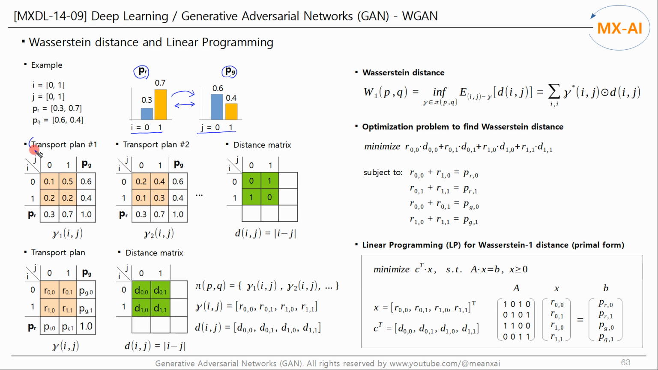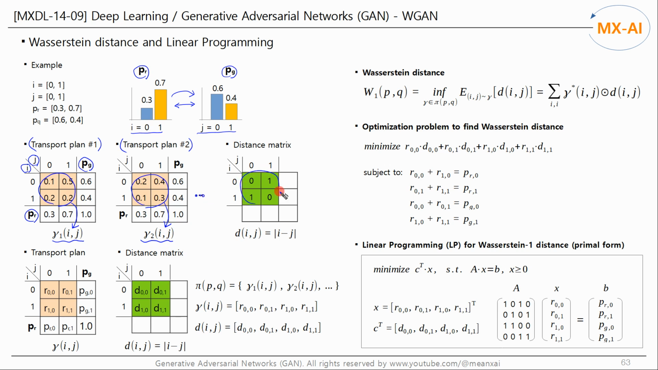The first transport plan can be expressed as a joint distribution of I and J, with marginals PR and PG as follows. The amount of dirt that needs to be moved from bin I to bin J is the matrix gamma. The second possible plan can be made as follows. This is another matrix gamma. The more bins you have, the more possible plans you have.